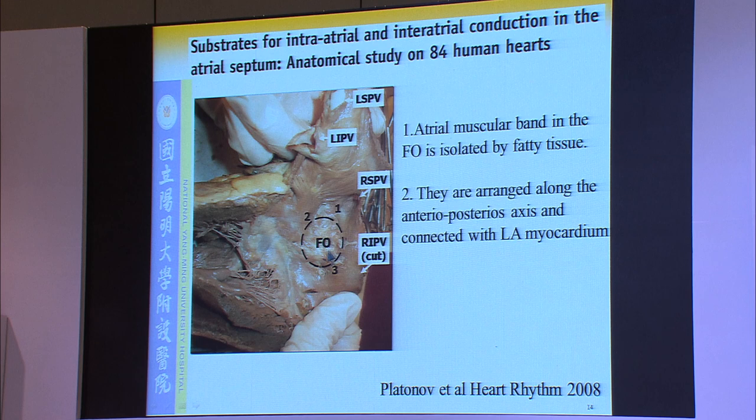Dr. Platonov also showed nicely the substrate for intra-atrium and inter-atrium conduction in the atrium septum. It's an anatomy study on 84 human hearts. He demonstrated the atrium muscle band in the fossa ovalis is isolated by fatty tissue, just like this picture showed, and they are arranged along an anterior-posterior axis and connected with the LA myocardium.